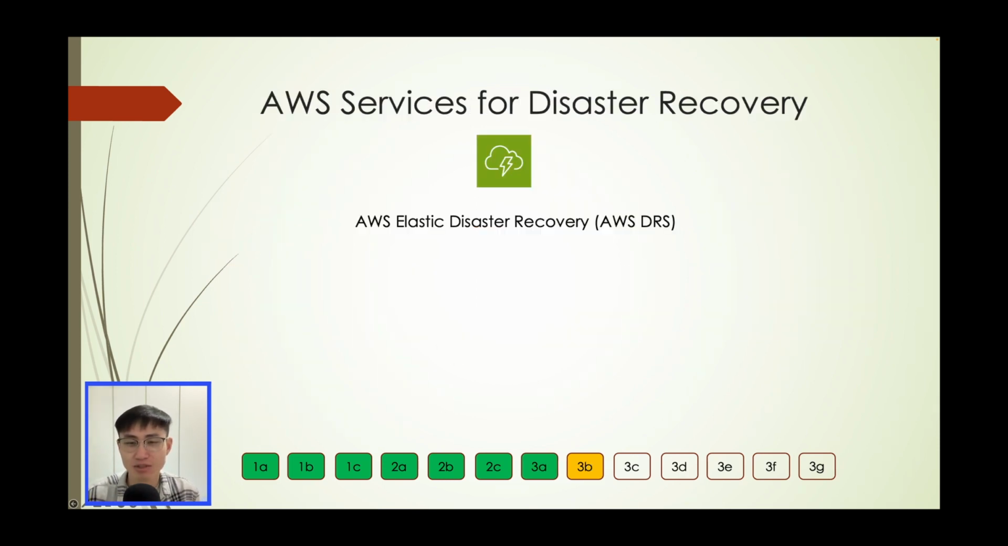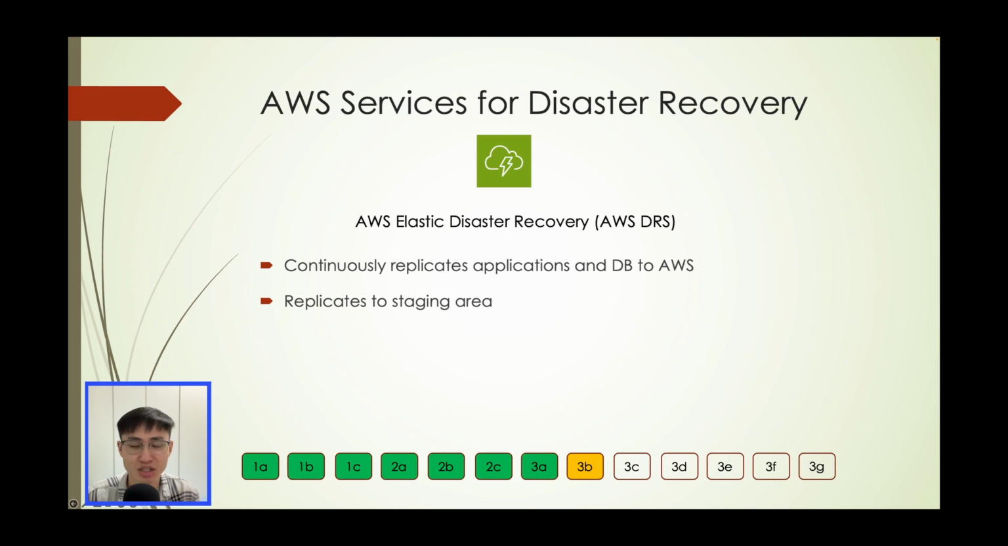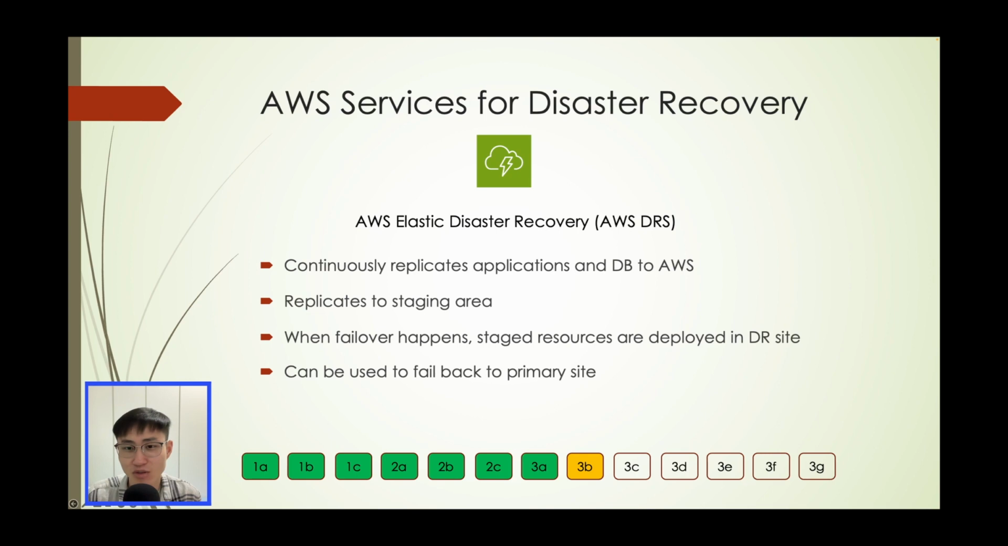So what are the AWS services that we can use for disaster recovery? First will be the Elastic Disaster Recovery or AWS DRS. It continuously replicates applications and databases to AWS. So during normal operation itself, DRS will replicate changes to the source data to the staging area in your AWS account. And when a failover happens, staged resources are deployed in the disaster recovery site. And after a disaster is over, you can use DRS to fail back to the primary site.